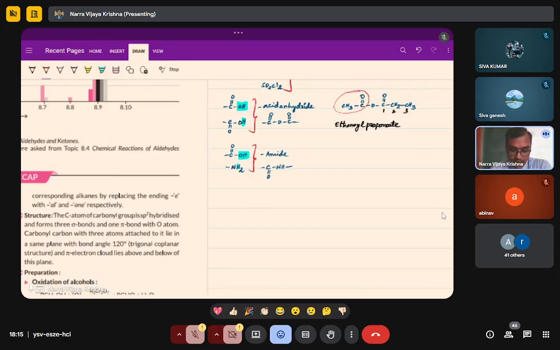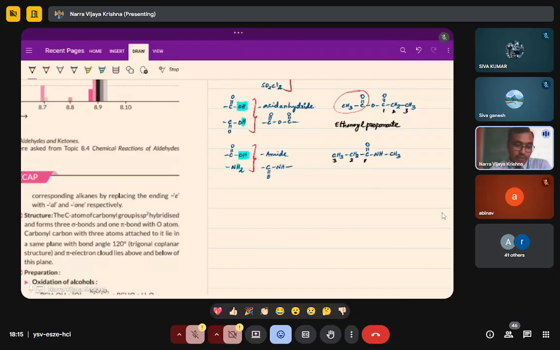Now what is the name of it? For example, I have taken CH3, CH2, C double bond O, NH, CH3. Give the name of it. So I need to start numbering from here or not? 1, 2, 3.